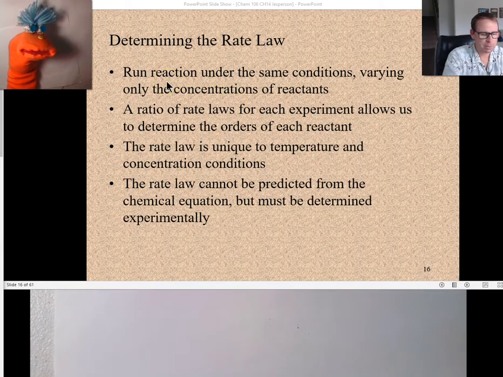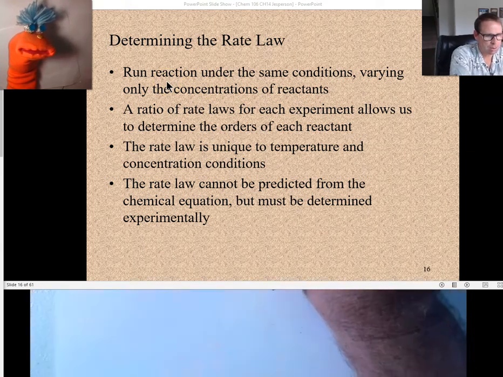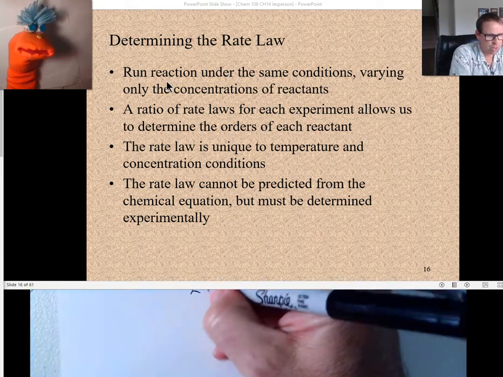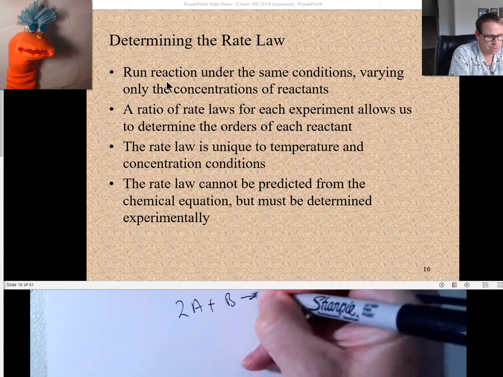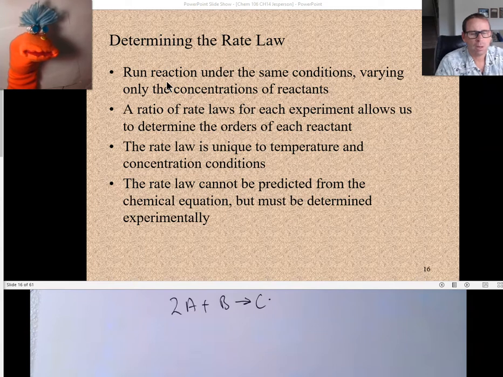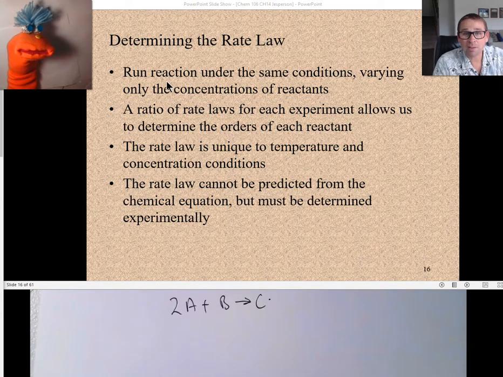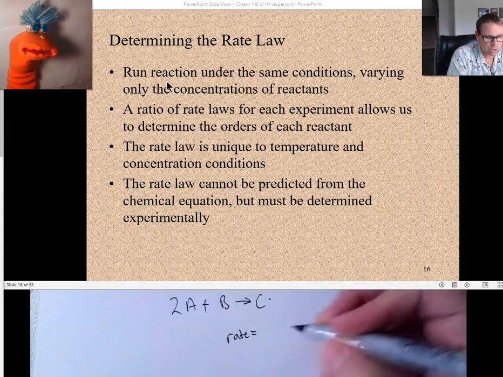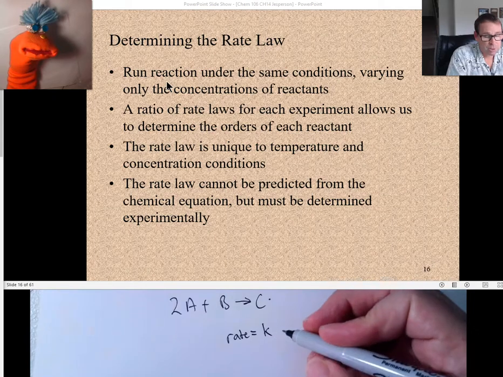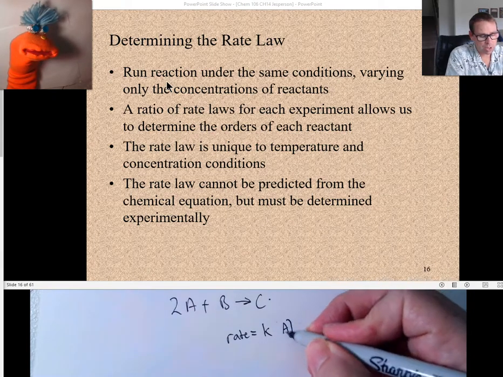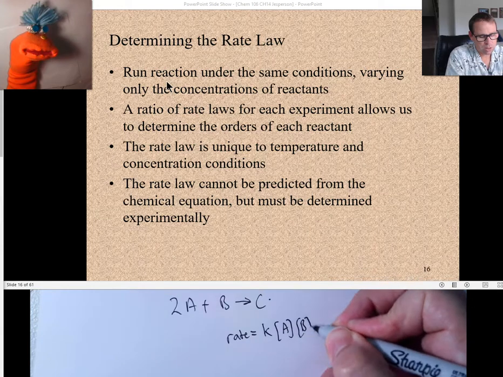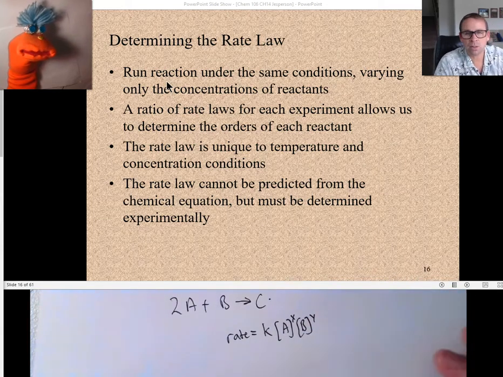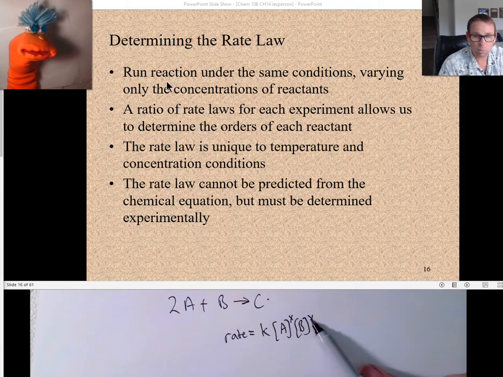If I give you some random chemical reaction, 2A plus B yielding C, all right? How do I determine the rate law? I can draw the skeleton rate law very easily. Again, the skeleton is just rate of this reaction equals K, some constant, times the concentration of A, times the concentration of B, where these are raised to values, X and Y. But that's all I know. I don't know what X and Y are, and I don't know what K is.